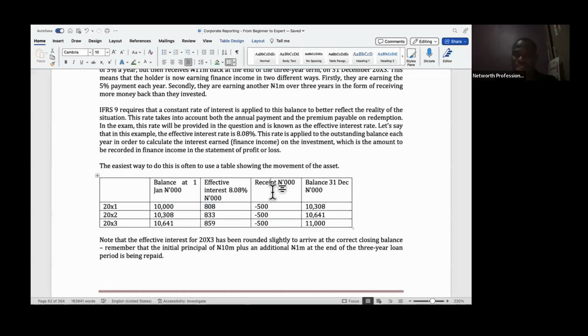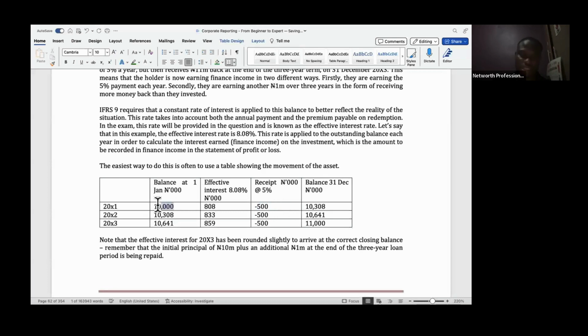But the amount I received was not 808 for that year, because I'm not going to get that premium that year. I will only get my 5% interest. And the 5% interest is always on the amount invested, always on the principal amount. The nominal interest is always on the principal amount, so you will always get a fixed interest. So I actually received 500. I earned 808, I received 500. The remaining 808 minus 500 is 308.